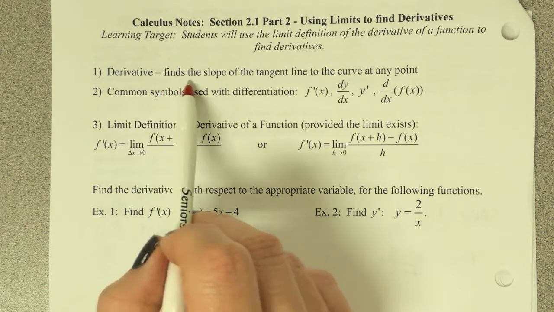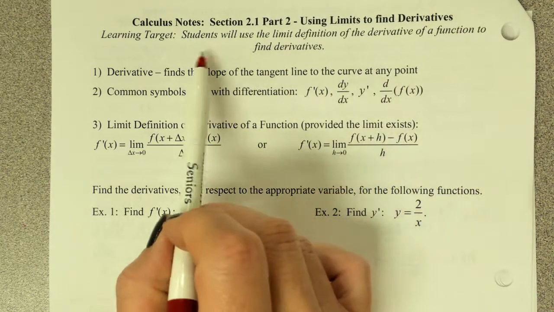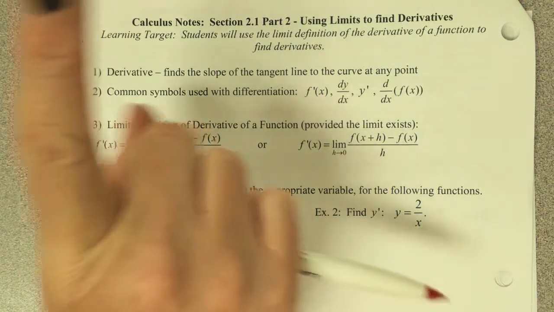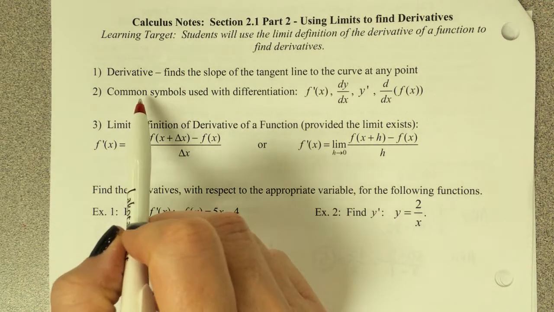So the derivative finds the slope of the tangent line to the curve at any point. So it's finding the slope at just one point. We don't need 2 points like we normally do. We can just do it at 1 point.